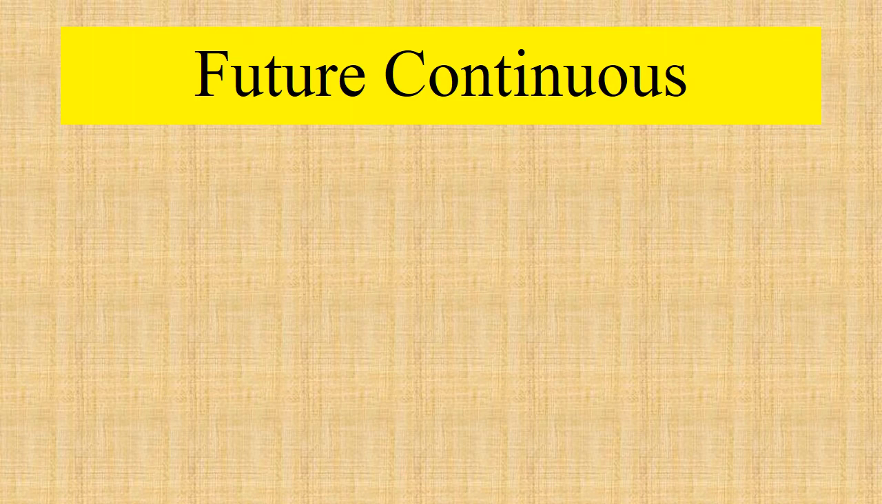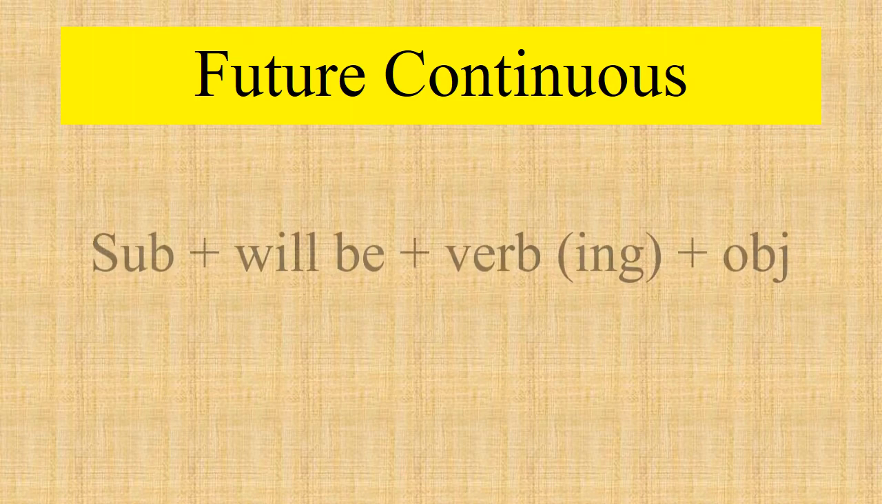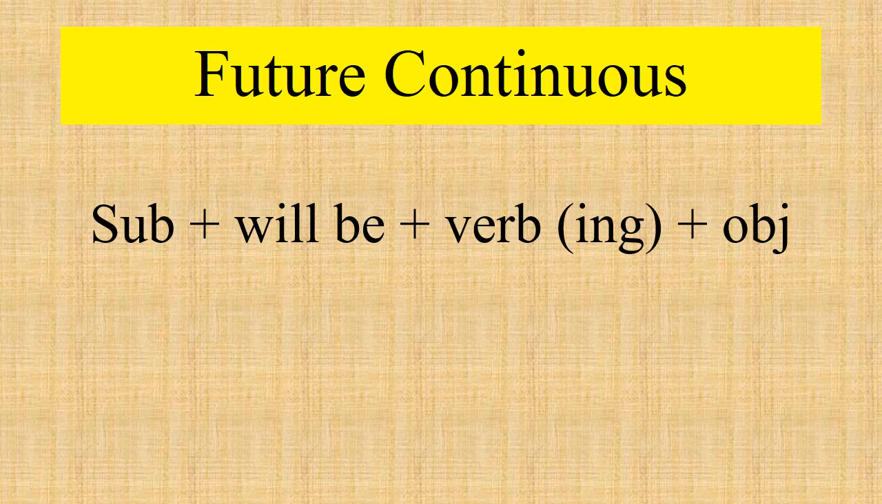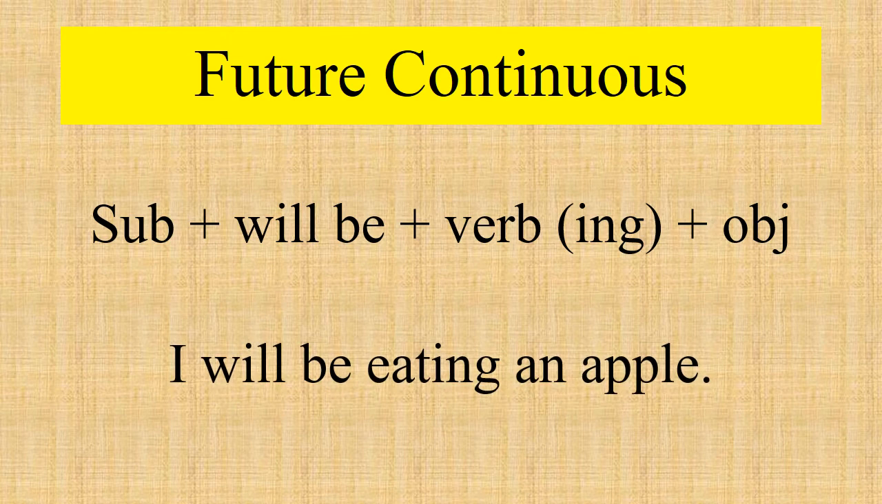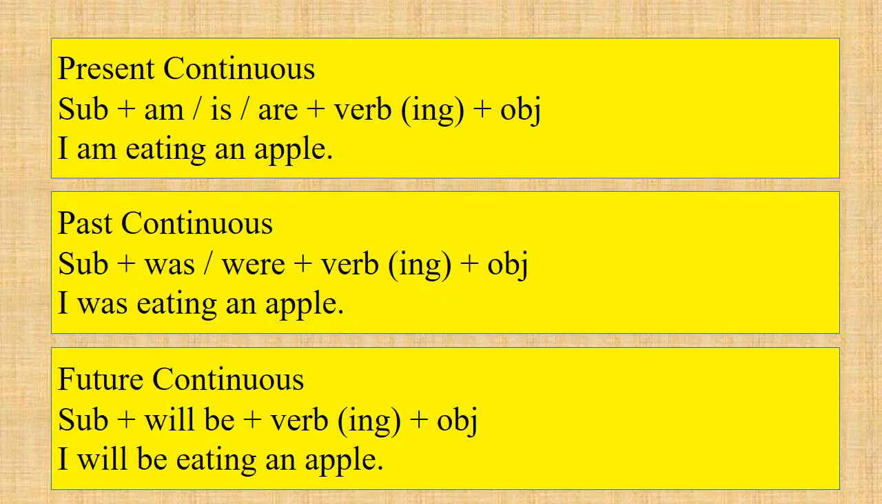Next is future continuous tense. The formula for future continuous tense is subject plus will be plus verb with ing plus object. Let us look at the example. I will be eating an apple. I is the subject, will be, eating, and an apple is the object. I will be eating an apple.